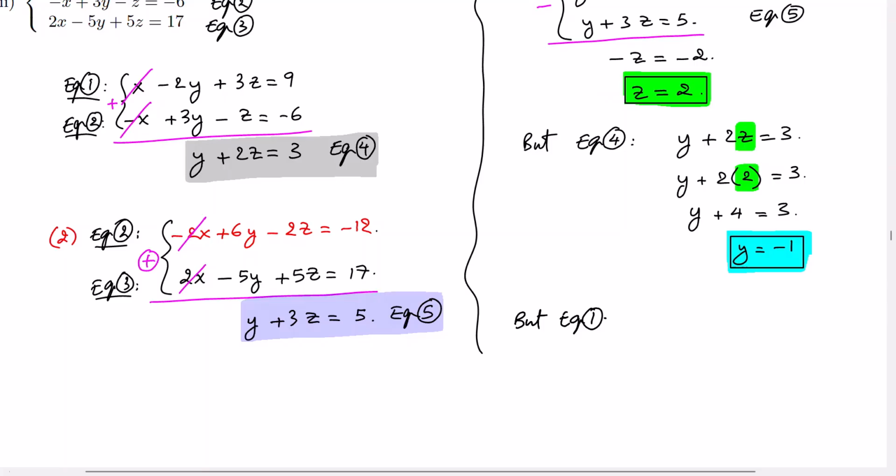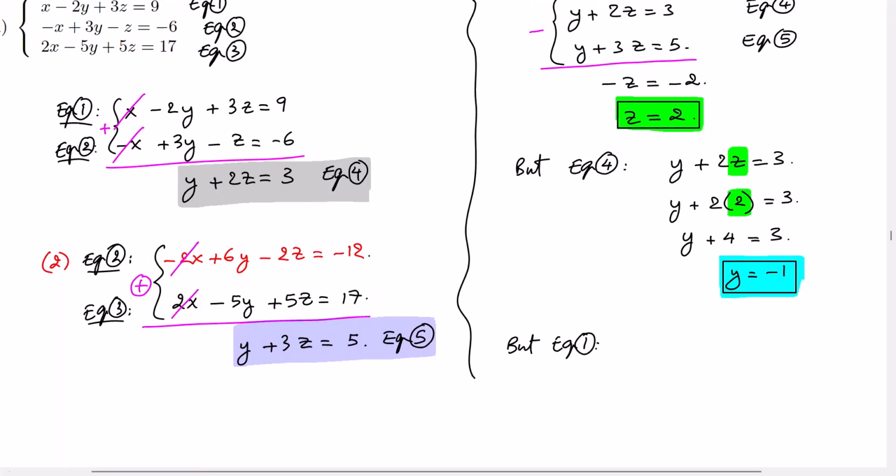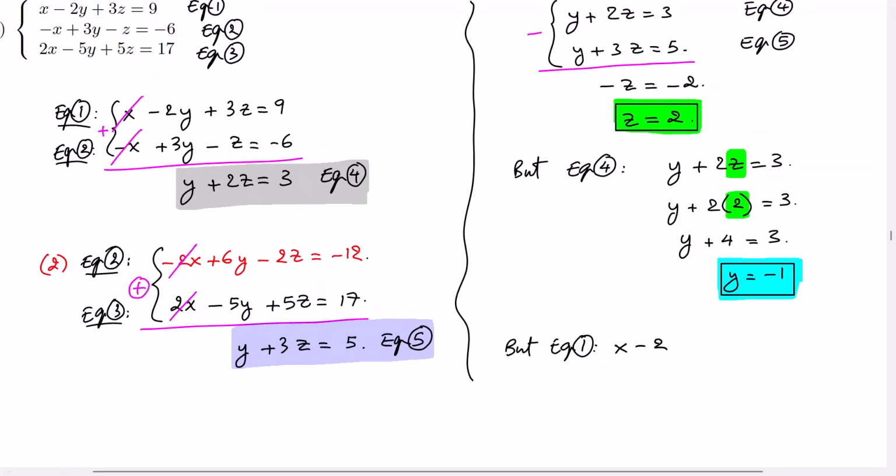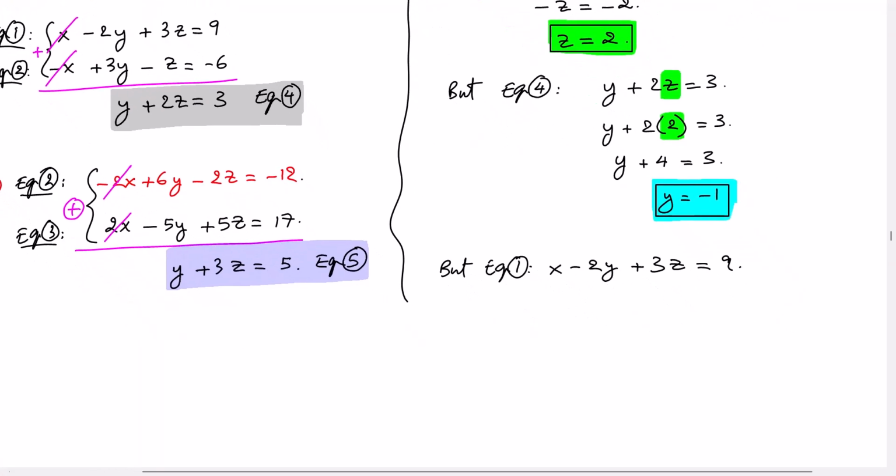So I'm going to write down equation number 1 again, and I remember that equation number 1 is x minus 2y plus 3z equals 9. And so how much is x?